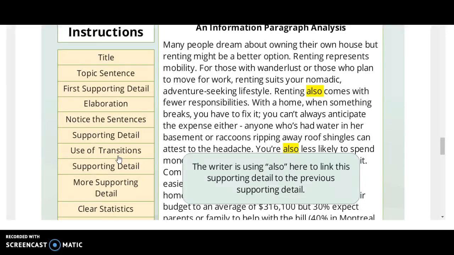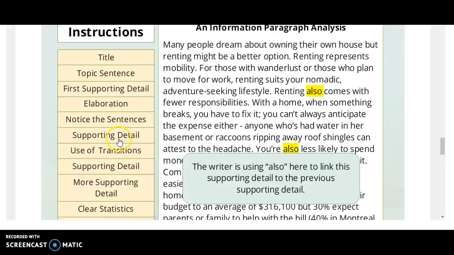You can Google lists of transitional words. "Also" is just one example of a transitional word. There are many, many others you can use. Also, firstly, secondly, lastly, therefore, thus. There are many examples that you can access in different areas. We're going to continue on.